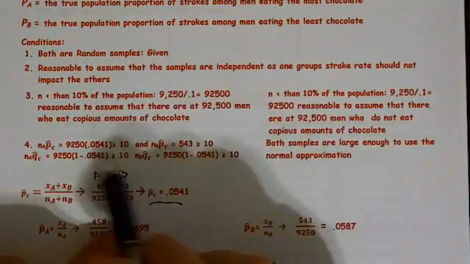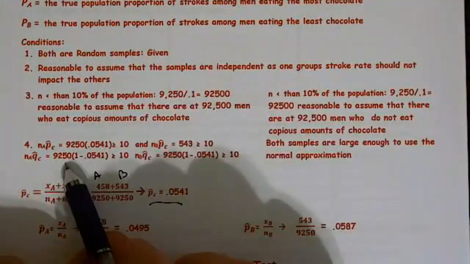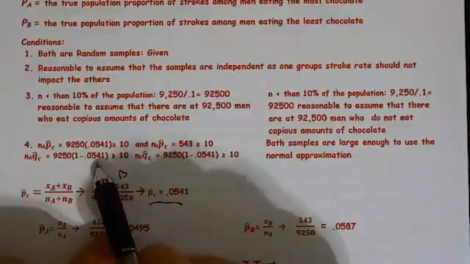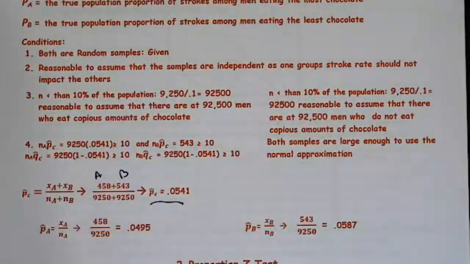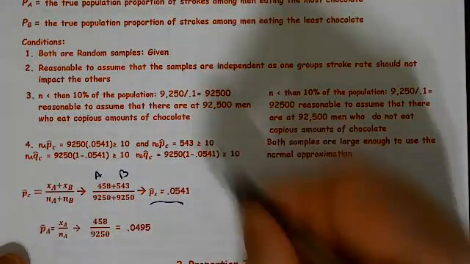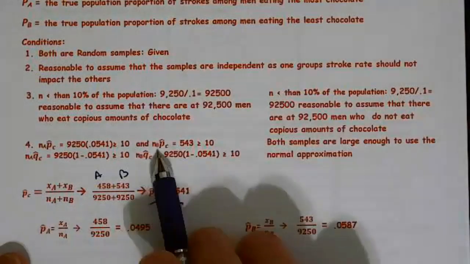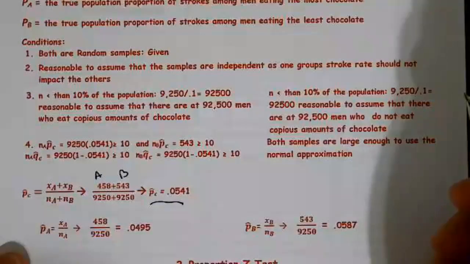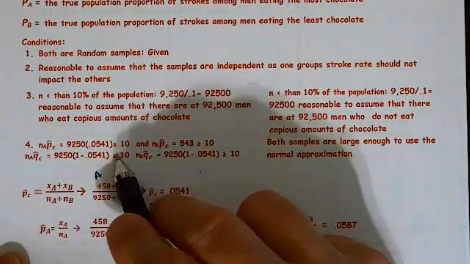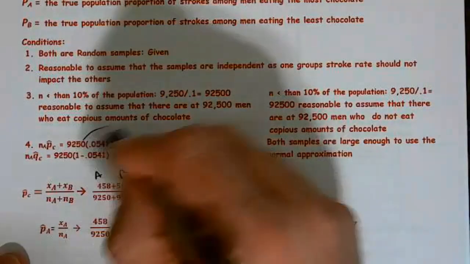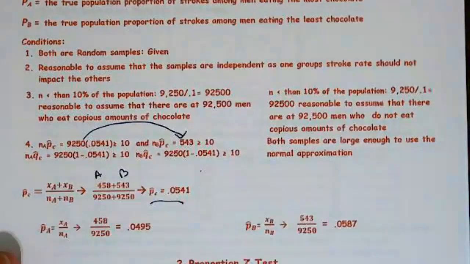So 9,250 times 0.0541 is greater than 10. 9,250 times 1 minus that is greater than 10. So both samples are large enough to use a normal approximation. And by the way, this should have been 9,250 times 0.0541. It should have been exactly the same thing on this particular one.